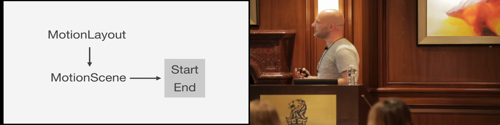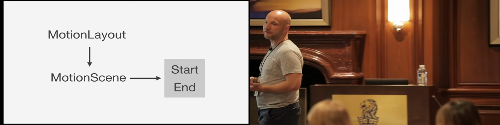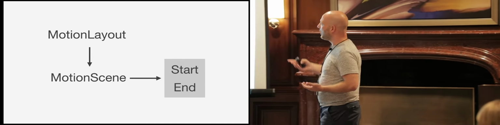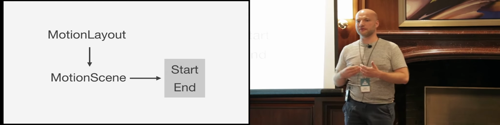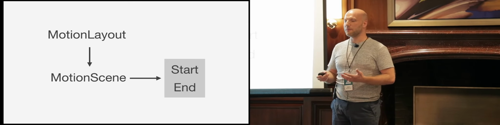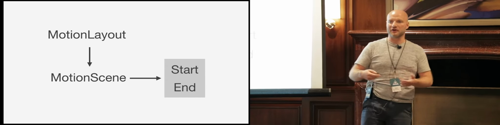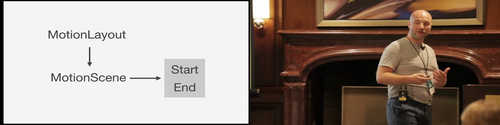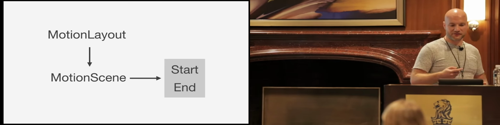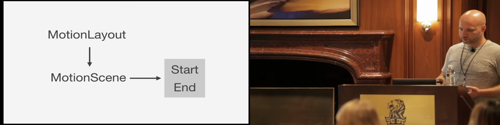So how do you make a motion layout? A motion layout is a layout just like constraint layout. It's a subclass of constraint layout. And then what it does is it points to a thing that's called a motion scene. And the motion scene is where you say what the start and the end are. A start and the end are defined via constraint sets.